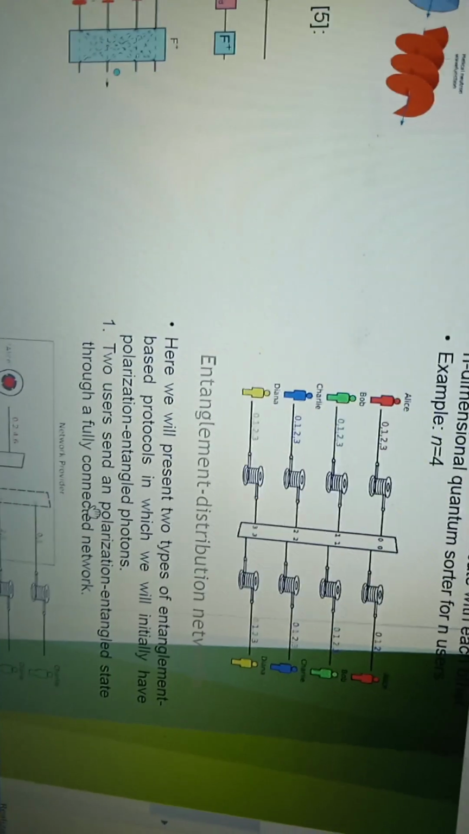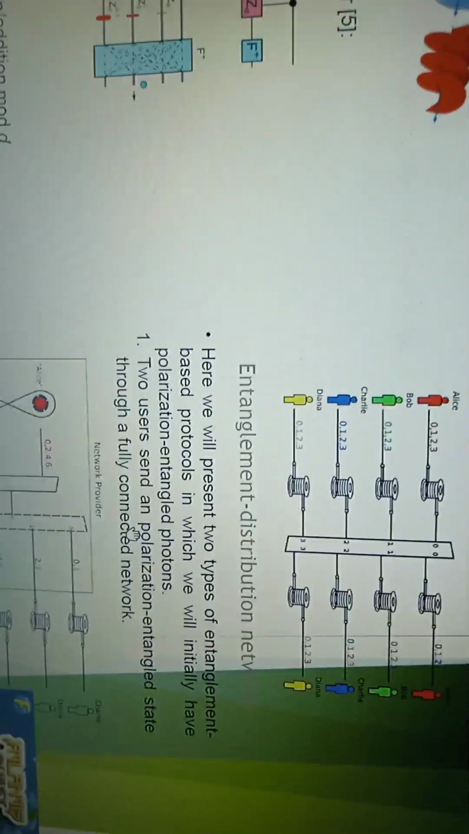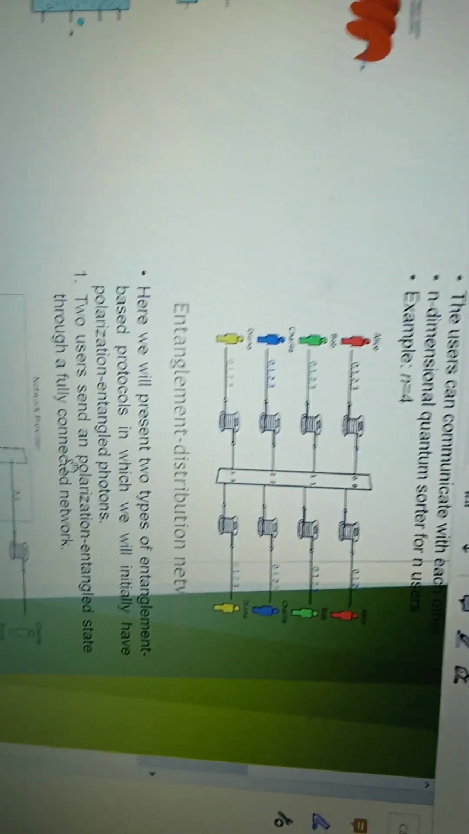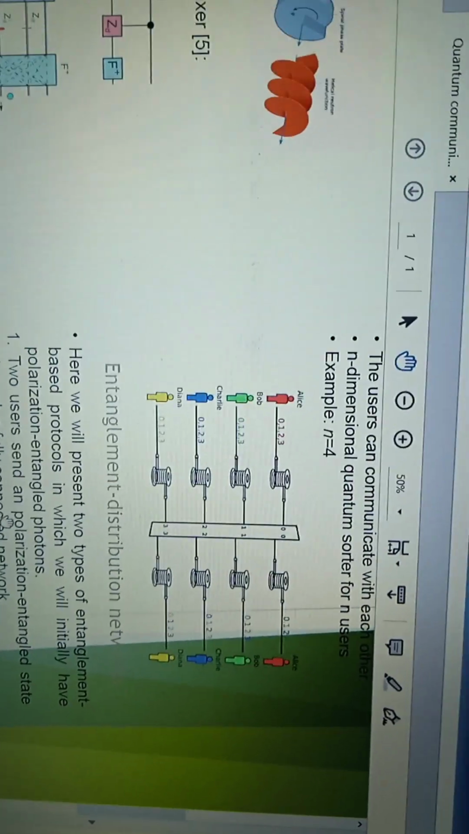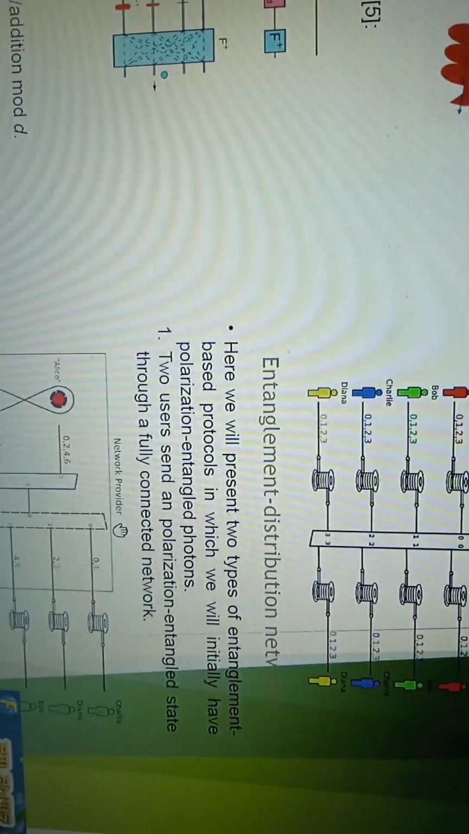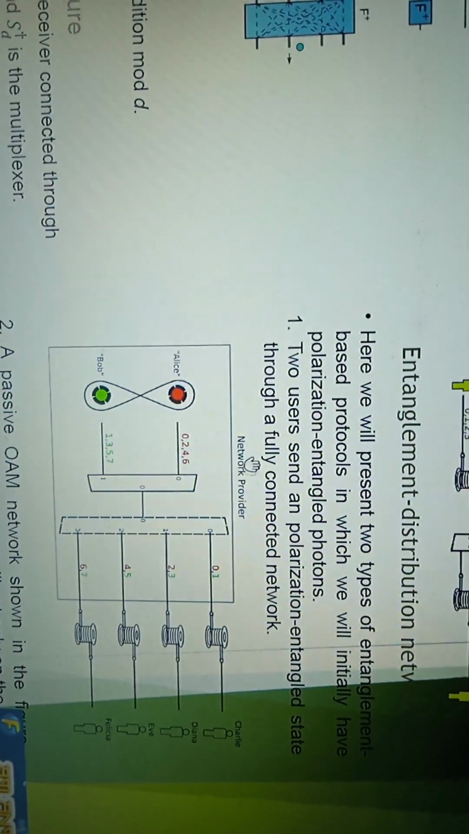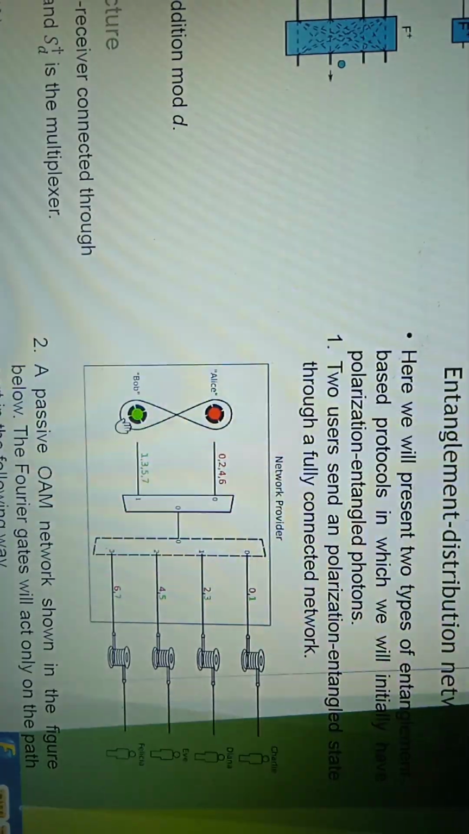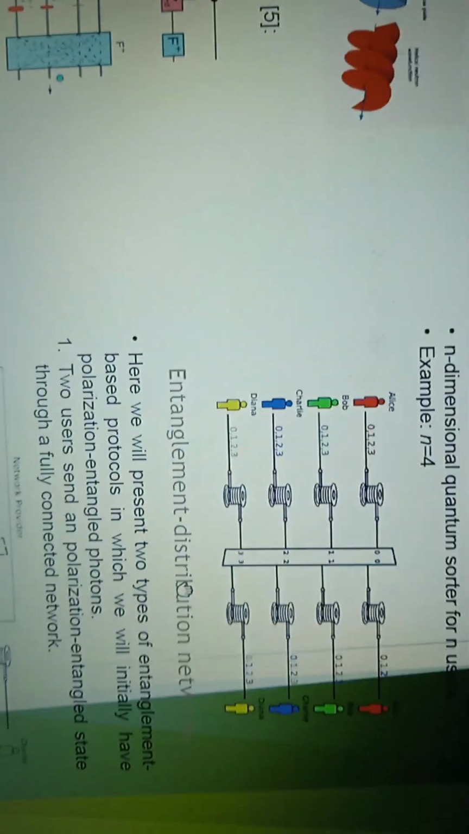Now let's pass on to the theme of this conference, and let's talk about the entanglement distribution protocols. Here we have two types of protocols in which the initial state is polarization entangled. The first type of protocol is almost the same as the previous one, because here we use the fully connected network. We have Alice and Bob entangled. I mean, sorry, not really fully connected, maybe a protocol like this.